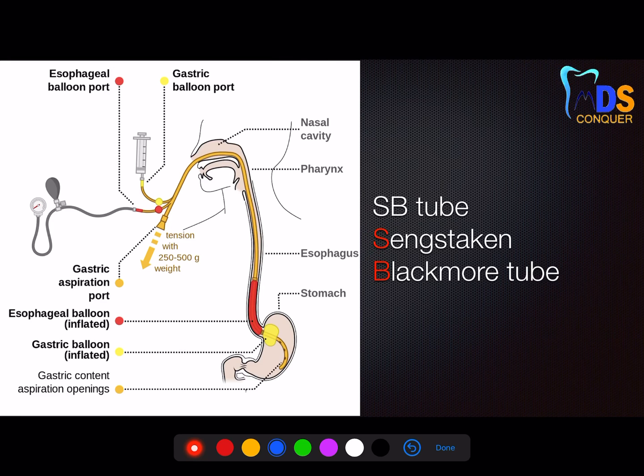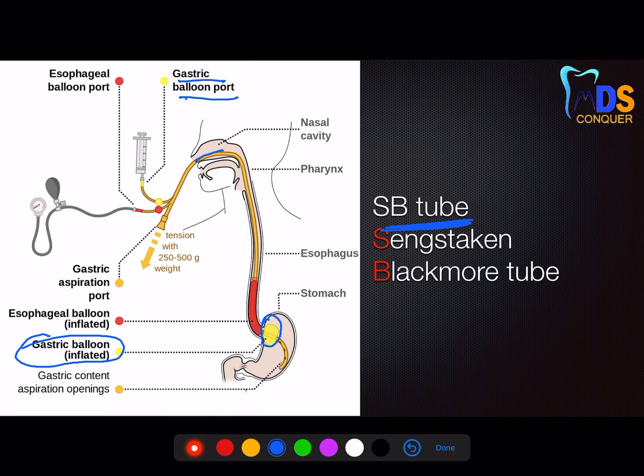Next is the SB tube. What is this SB tube basically? You can insert it, and whenever it reaches the GIT junction, you need to inflate it with this gastric balloon port, by which the gastric balloon is inflated. Then you can prevent any damage. For example, if there is any trauma or damage, this can be inserted and inflated.